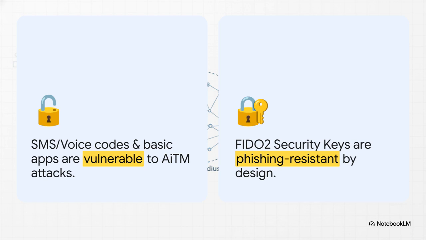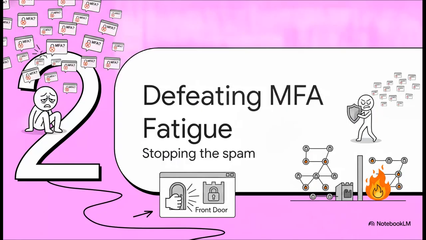Now, contrast that with the cryptographic key, FIDO2 security keys. These are phishing-resistant by design. The physical hardware key cryptographically binds to the legitimate domain. So if a user accidentally lands on one of those fake Evilginx-style phishing kits, the cryptographic handshake simply fails. It stops the attack dead in its tracks. It's really the difference between hoping your user spots a fake domain and relying on hard math to just do the work for them.